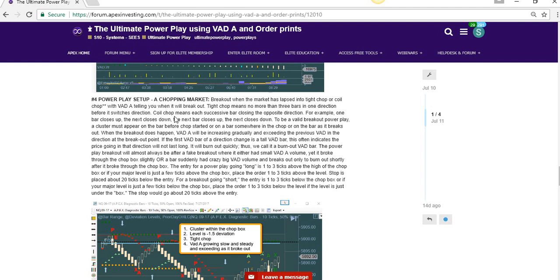Coil chop means each successive bar closing in the opposite direction. For example, 1 bar closes up, the next one closes down, the next bar closes up. Okay, next bar closes down.